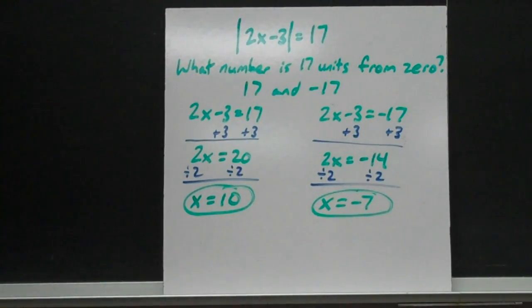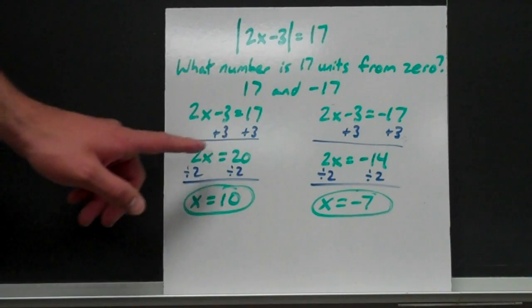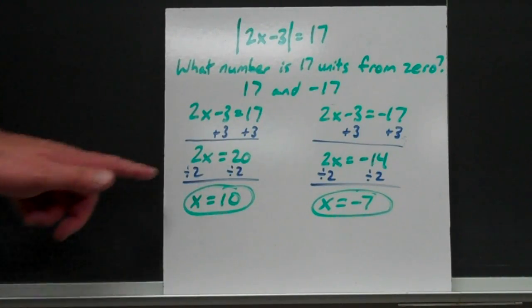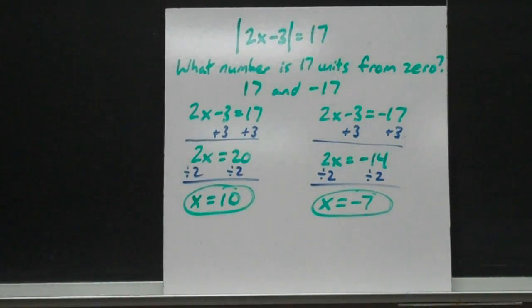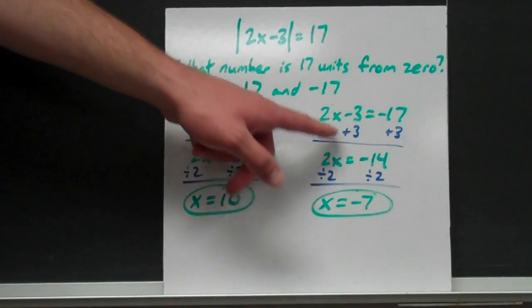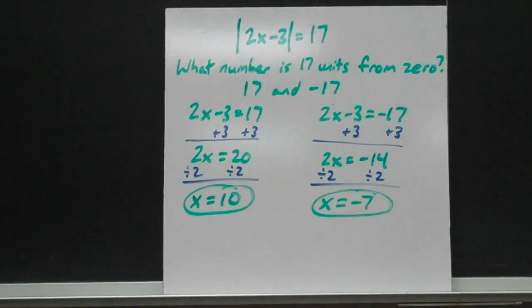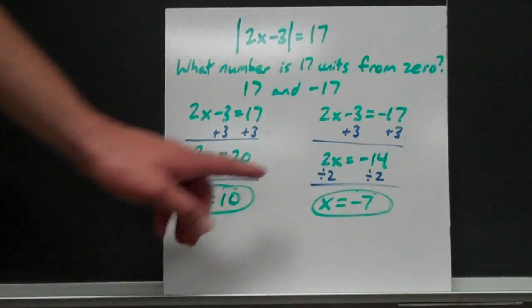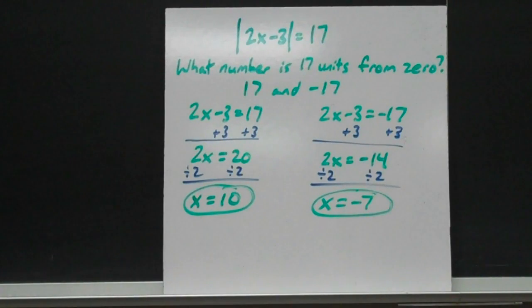And then we solve both of those equations. So we add 3 and we get 2x equals 20. Divide by 2, x equals 10. For 2x minus 3 equals negative 17, we add 3, we get 2x equals negative 14. And we divide by 2 and x equals negative 7. So remember, when you have absolute value equal to some number, you're going to write two equations because you're looking for what would go inside that absolute value so that you ended up with an answer of 17.